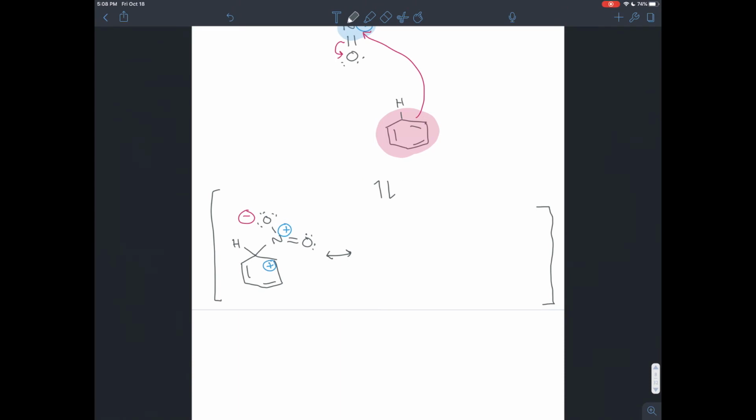Equilibrium means reactants are turning into products, and products are turning into reactants at the same time. Resonance means neither of the structures on either side of this are true. The true structure is only ever the average. So we would end up getting this other structure.